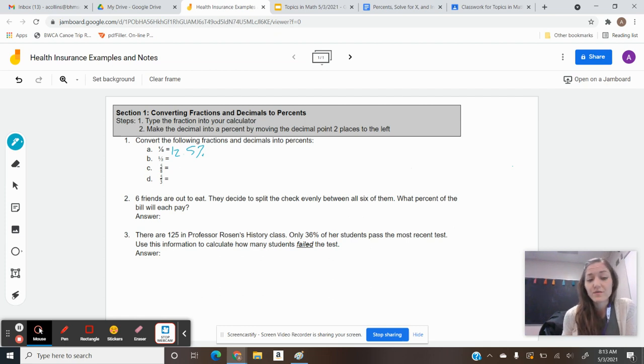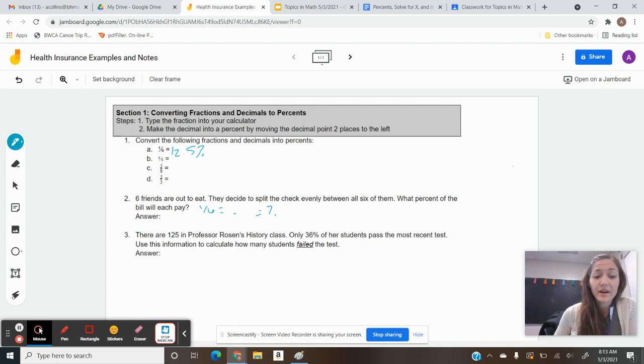So number 2 says 6 friends are out to eat. They decide to split the check evenly between all 6 of them. What percent of the bill will each friend pay? So each friend is going to pay 1/6 of the bill. You're going to go ahead and figure out what decimal that is and convert that into a percent. So they're going to pay what percent of the bill?